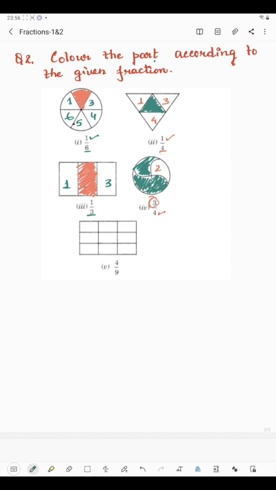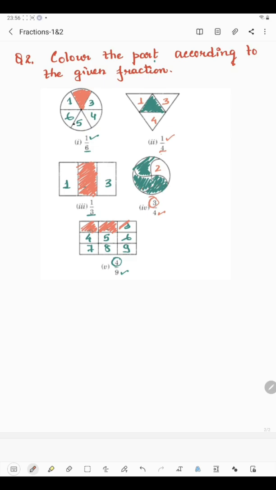Now coming to the last part. Now here we have 9 in the denominator. So let us count the number of parts. 1 2 3 4 5 6 7 8 9. So yes, here are 9 parts, and out of 9 parts we have to shade 4. So 1 2 3 4. So it is showing 4 by 9. Okay, so this was all about question number 2.